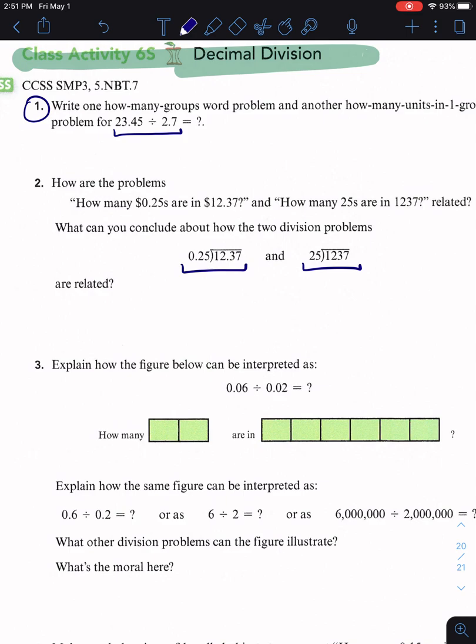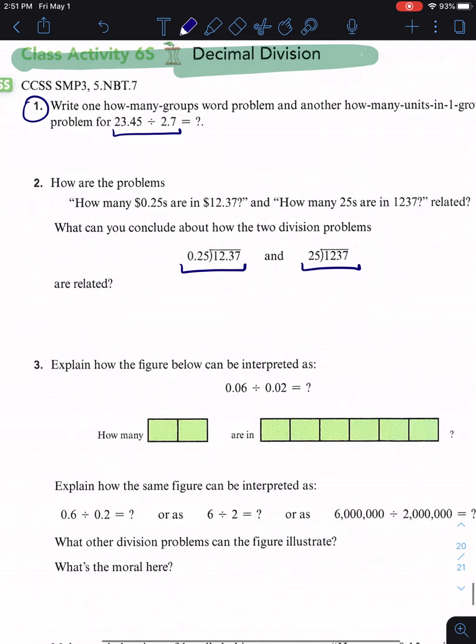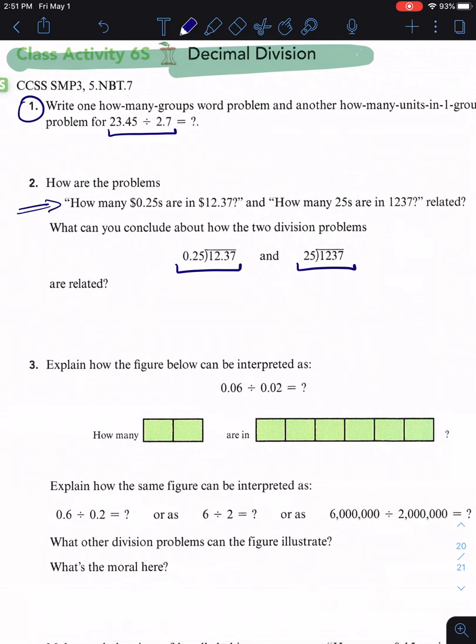Well, the question that this particular activity asks is about money. So if you have $12.37 and you want to know how many quarters are in there, right? How many quarters are in $12.37? That would be the way that you're looking here. But you could also say, I'm not looking at quarters, I want to be thinking about pennies. So in $12.37, there are 1,237 pennies, and I want to know how many groups of 25 there are in those pennies.